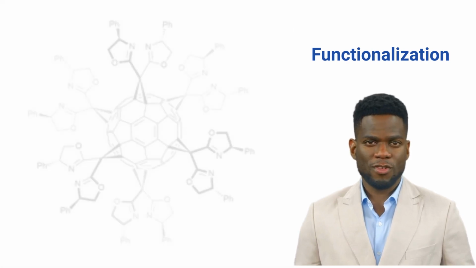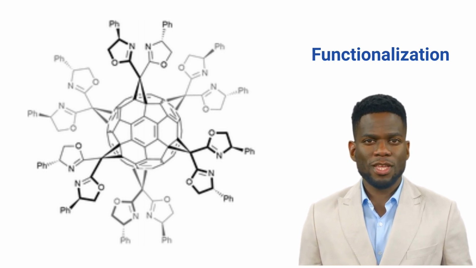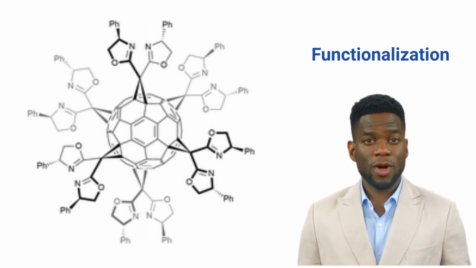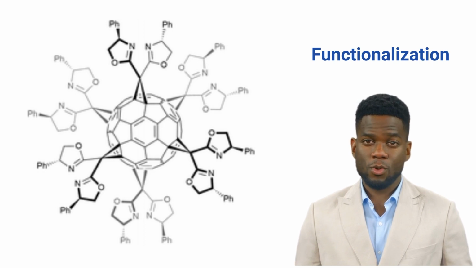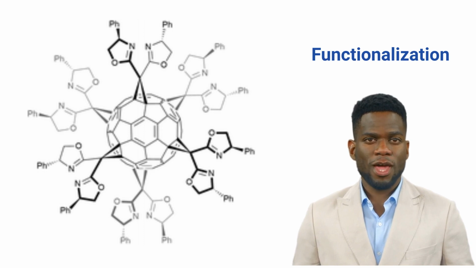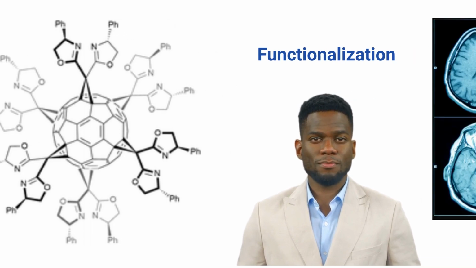Functionalization. One of the key aspects of C60's reactivity is its ability to be functionalized, which means that other chemical groups can be added to its surface. This functionalization allows scientists to modify C60 molecules to improve their solubility in water, which is important for biological applications, and to attach specific molecules that target certain tissues or types of cells in the body. For a contrast agent, this means it can be designed to accumulate in specific organs or tumors, enhancing the contrast in these areas during imaging.